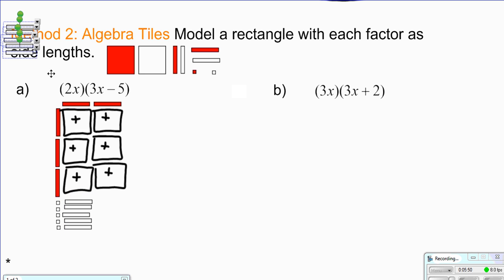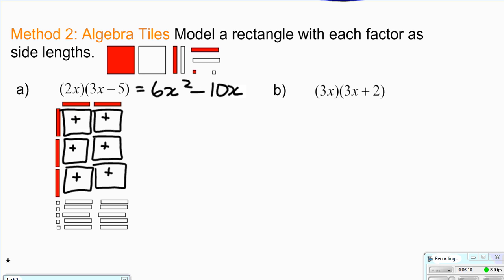By the magic of television, oops, there we go. Drag, there we go. Beauty, magic. So that means our total area is 6x squared that are positive, and then we have 10 x's that are negative. Okay, so I'm going to ask you to try that one on your own.